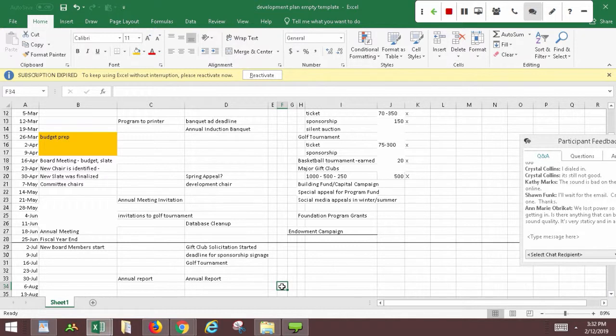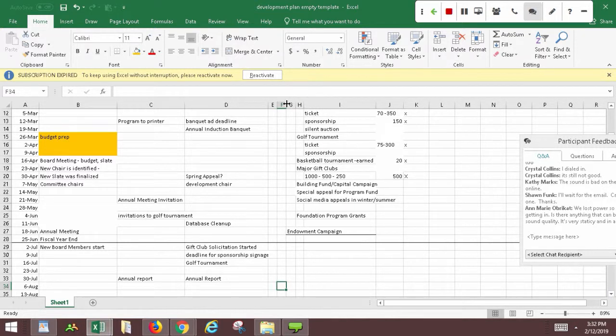I will be sending you an email later today with both the questionnaire that I walked through and this spreadsheet completed, plus this spreadsheet still empty, so you can look at what we did here and fill it out for yourselves.